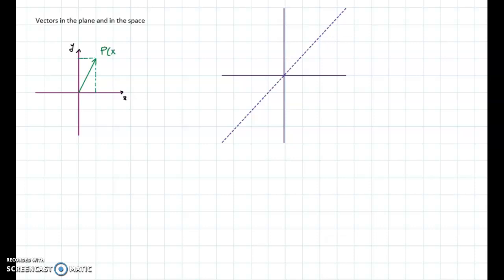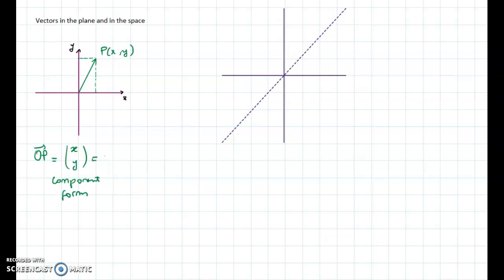So if P is (x, y), the position vector OP can be written in component form as (x, y). This is the component form.